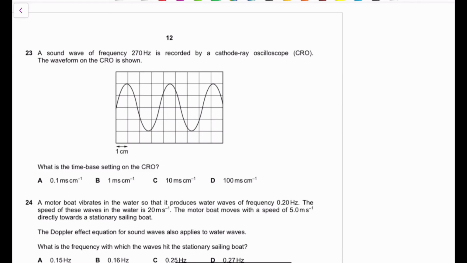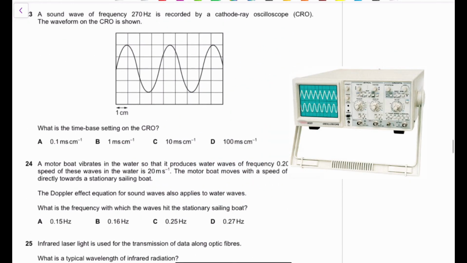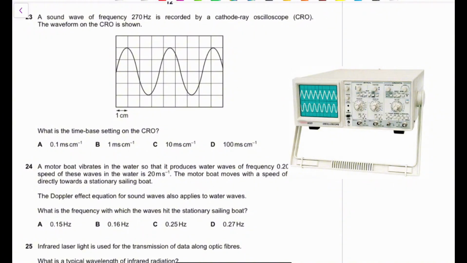But on question 23, you'll be given a sound wave of frequency 270. It is recorded on a cathode ray oscilloscope. The waveform on the CRO is as shown. What is the time-base setting on that CRO? Very important, guys. So what do you know about time-base settings? What do you know about CRO?